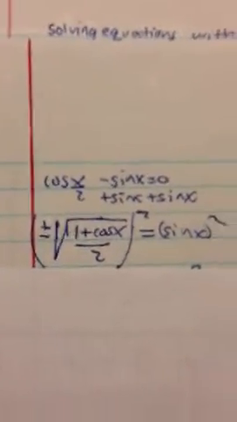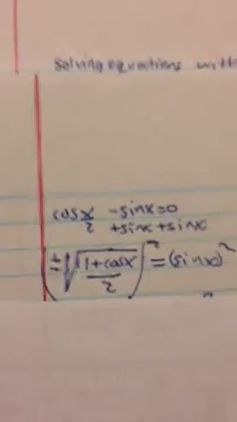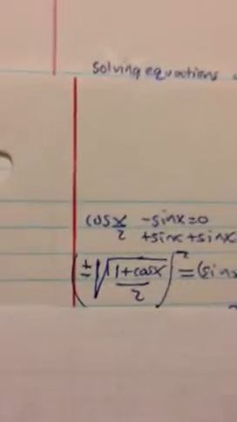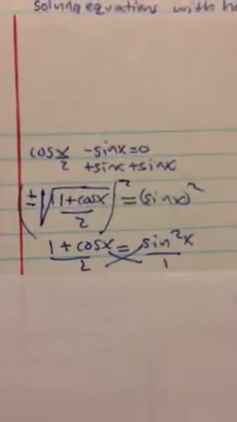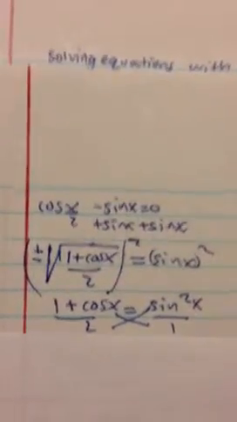Now the only way to get rid of a square root is to square it, and our answer is going to be positive no matter what, because anything positive squared is positive and anything negative squared becomes positive. So what we have next is (1 plus cosine x) over 2 equals sine squared x.